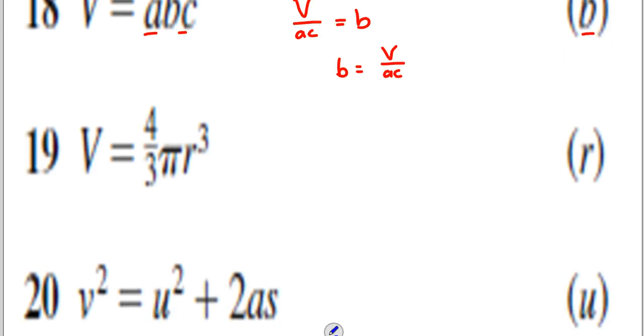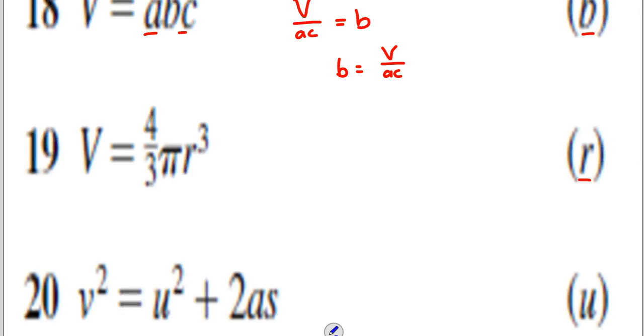Number 19. So we seem to have a volume formula again. Volume equals 4 over 3 pi r cubed. I'm trying to think from previous years, maybe last year or the year before. That is a formula for the volume of what 3D shape? Have a think. Yes, it's a sphere. So that's the volume of a sphere formula.